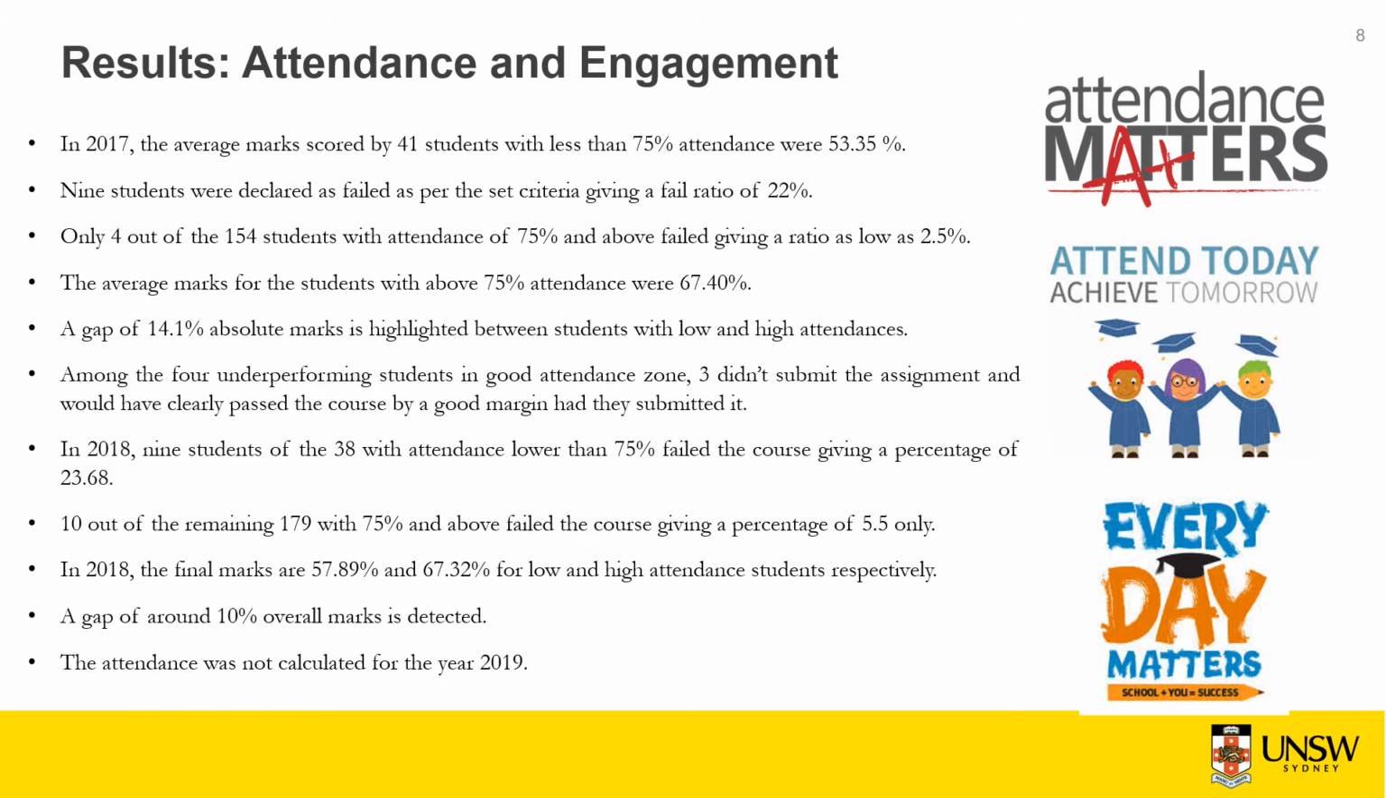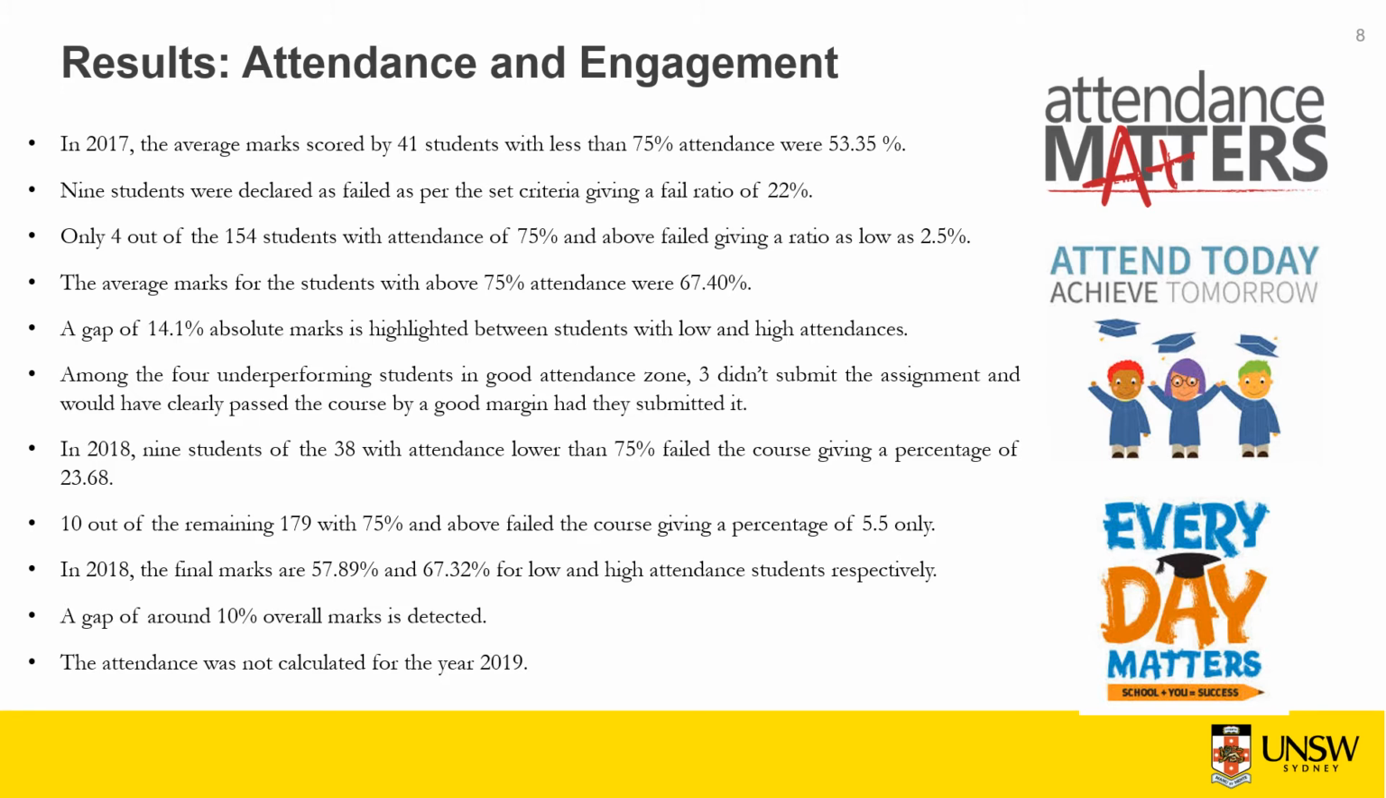So in our case study paper, we observed that in 2017, the average marks scored by 41 students with less than 75% attendance were just around 53.35%. That is, they barely scored half of the marks for the course and just passed the course. 9 students among them were declared as failed in the course, giving a ratio of 22%. So 22% of these students who had an attendance lesser than 75% eventually failed the course.